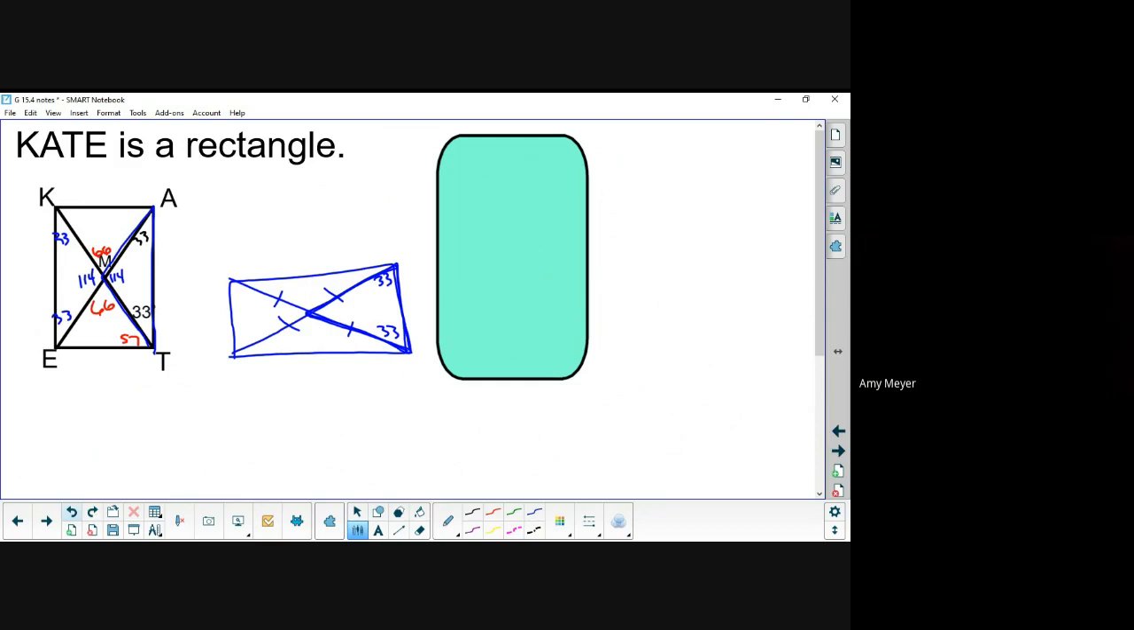Is this also 57? Yeah, because it's a rectangle. We have an isosceles triangle. Are these also 57? Yes, they are.